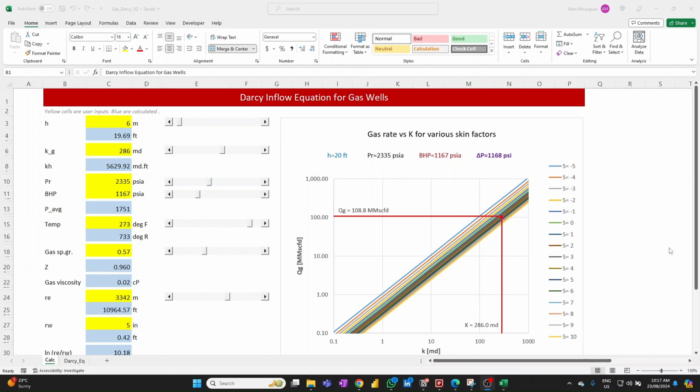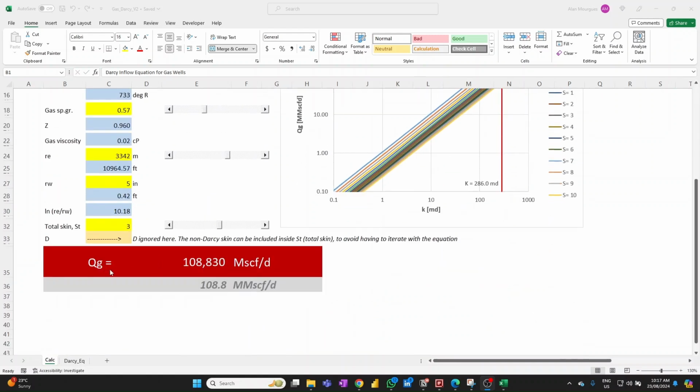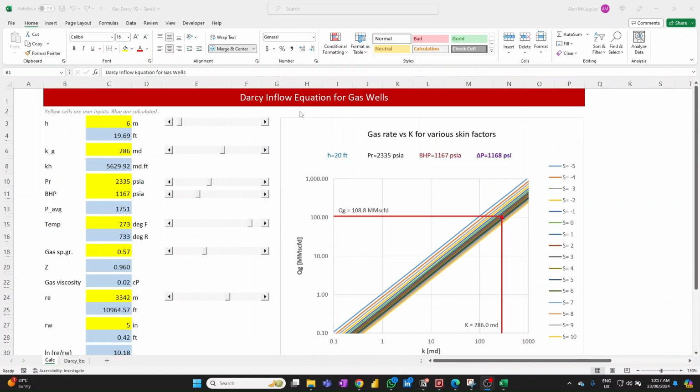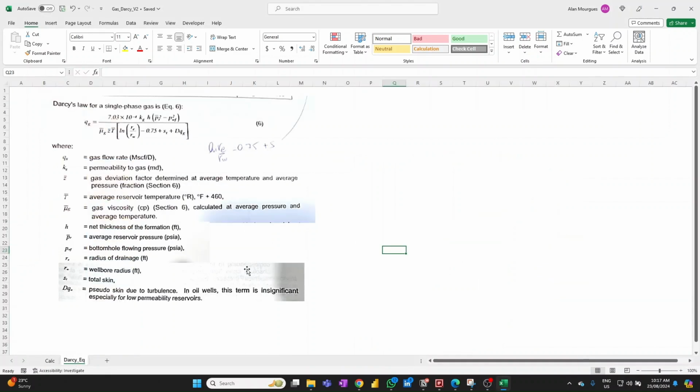This is a simple calculator in Excel that computes the gas rate using the Darcy Inflow equation for gas wells. In the workbook, there are two tabs, one with the calculator itself. This is the interactive tool that I'll describe in a minute. But there's another tab which has the very equation that the calculator uses. So this is the inflow equation.